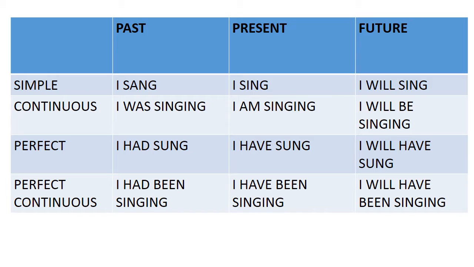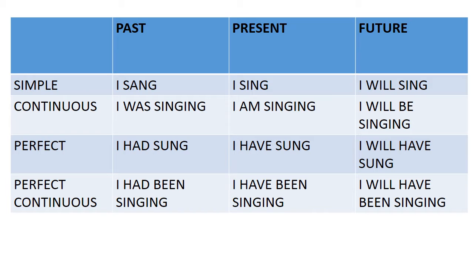Moving on now to the future continuous tense, ing is added to the main verb to make it singing, and will represents the future and be is the helping verb or auxiliary verb. So the sentence is I will be singing, which is a future continuous tense.